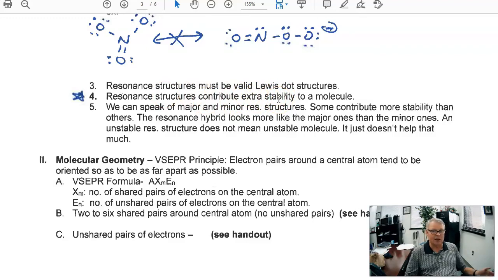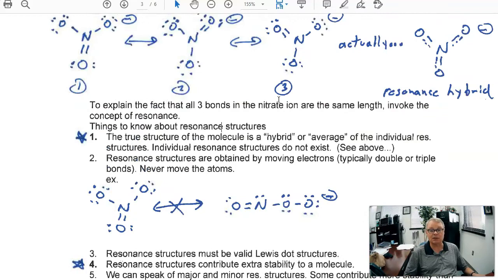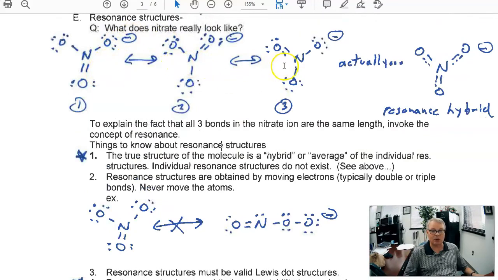All right. Number 5, you can speak of major and minor resonance structures. Some resonance structures contribute more stability than others. If you run into a situation like that, the resonance hybrid looks more like the major ones and less like the minor ones. In this case, all 3 of these are equally valid resonance structures, and so therefore the molecule looks a third, a third, a third. It looks just like all 3, kind of in between.